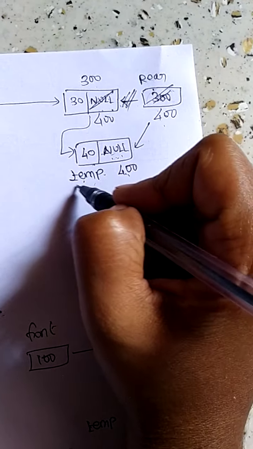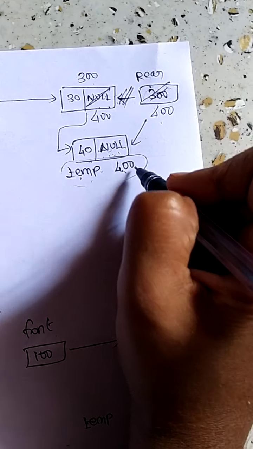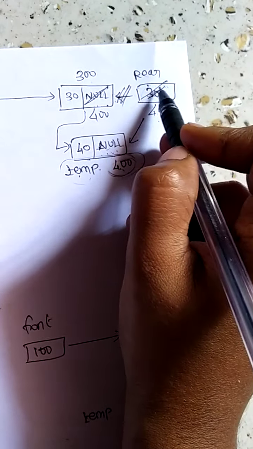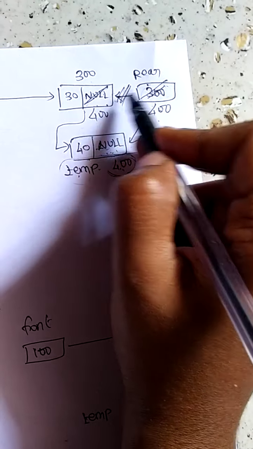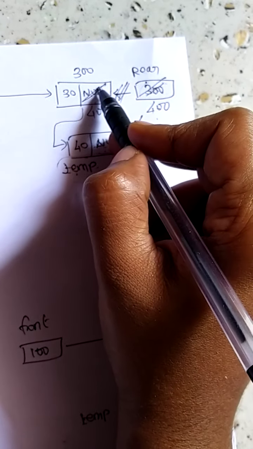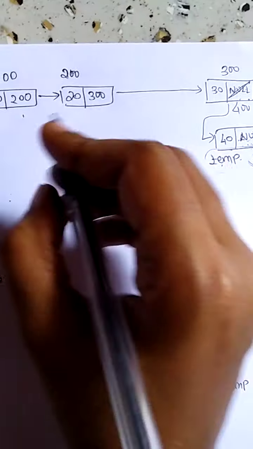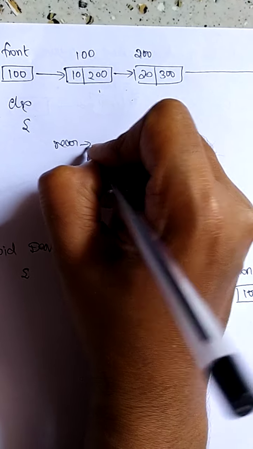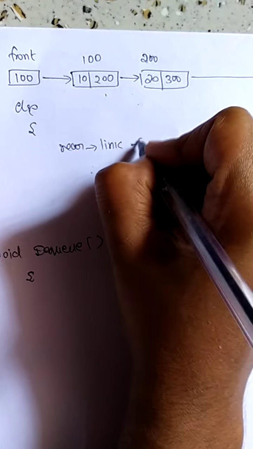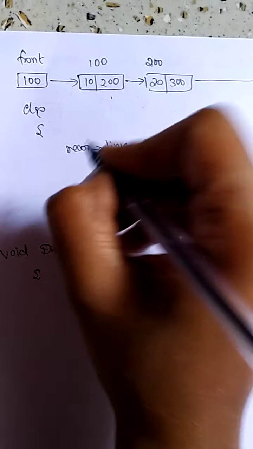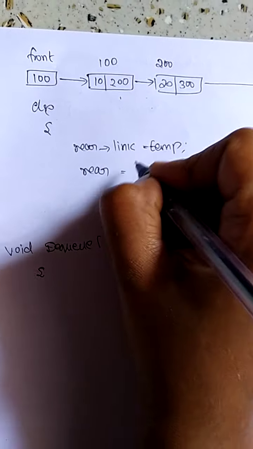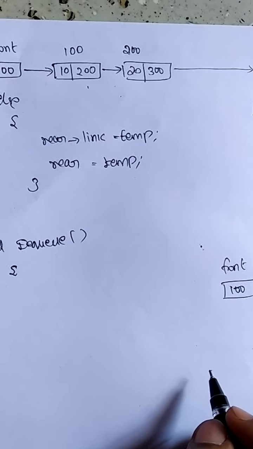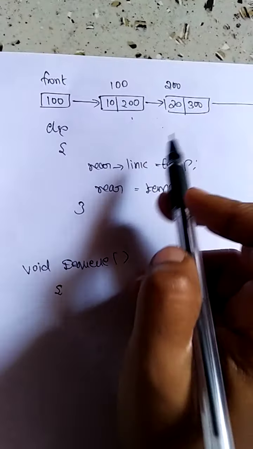What are the two changes? I have to put the address of the temp in the rear's value and also in rear's next field. Rear's next is this and rear is this. So I want to put the temp value to both. That is, rear's link value is also temp and rear value is also temp. Okay, that's all. So these are the two ways of inserting.